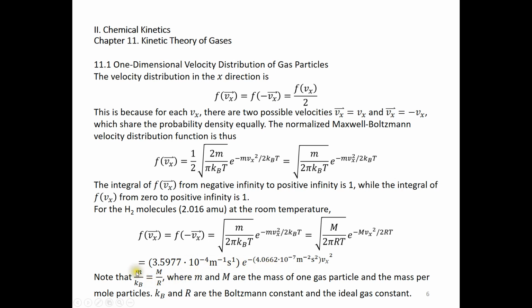Again, lowercase m over kB is uppercase M over R. The lowercase and uppercase m are the mass of one atom or molecule versus the mass per mole of particles. kB and R are the Boltzmann constant and ideal gas constant. And make sure when you do numerical calculations, I'd recommend you to just have all those values in the SI units. For example, molar mass should be in kilogram per mole, not gram per mole.